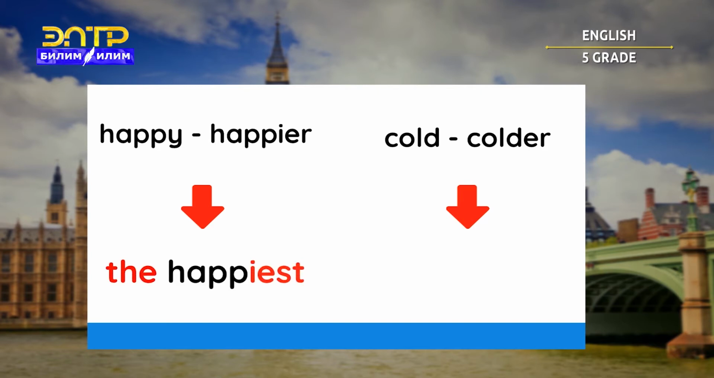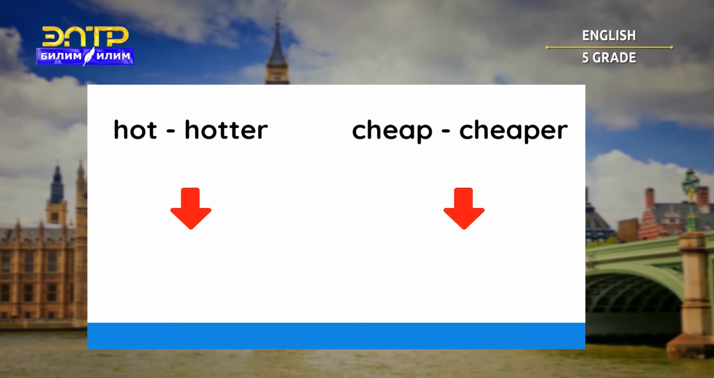Cold, colder. You're right, it's the coldest. What about the adjective hot? Hot, hotter, and the superlative form of the adjective is the hottest. Great job. What about the second one? Cheap, cheaper.